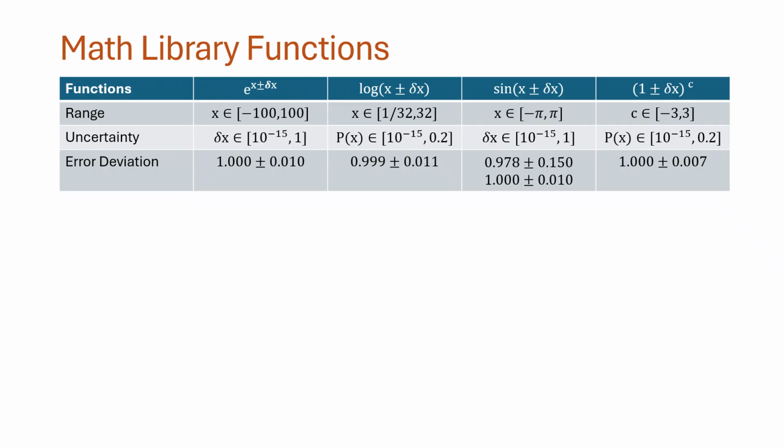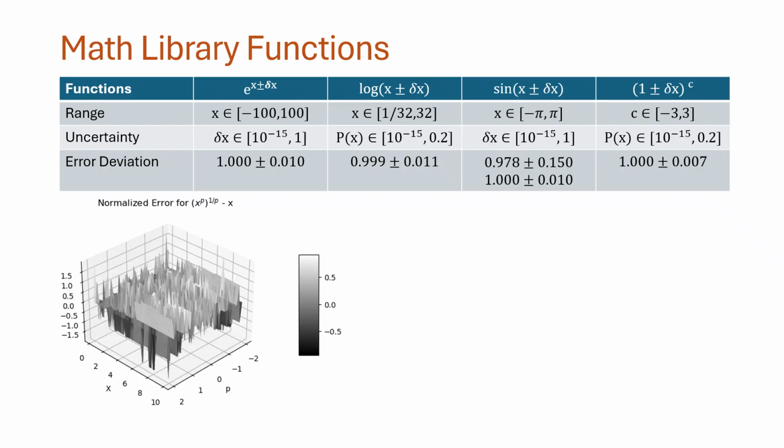I'll show you why. First, let's test the round trip error without added noise for the power function, right? Using this formula, you can see in the range, the error deviation is between 0.5 and minus 0.5. And yeah, that basically says how much numerical error there is in the power function.